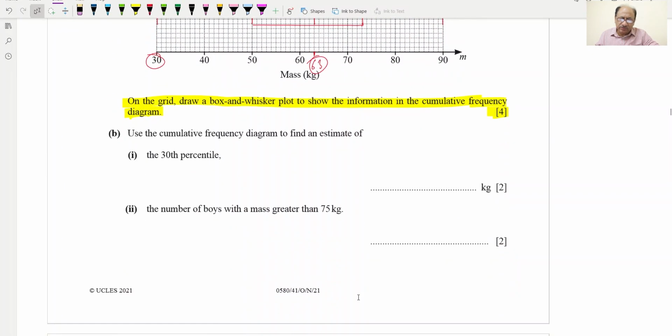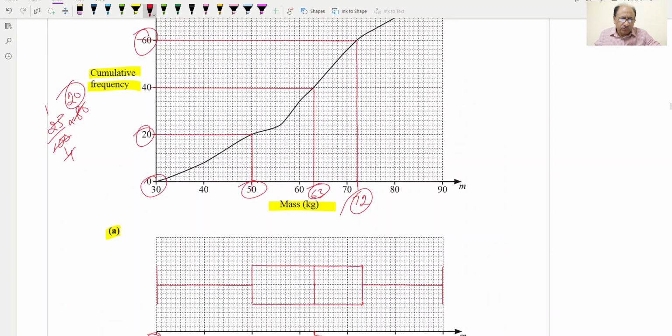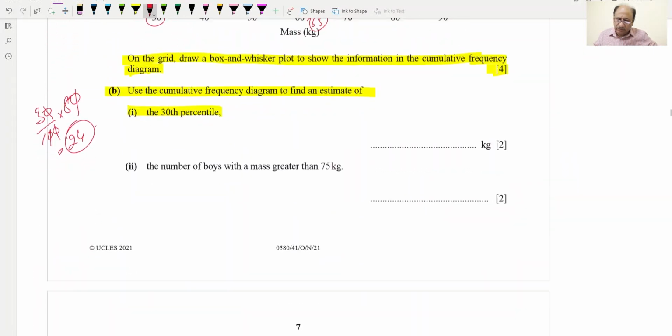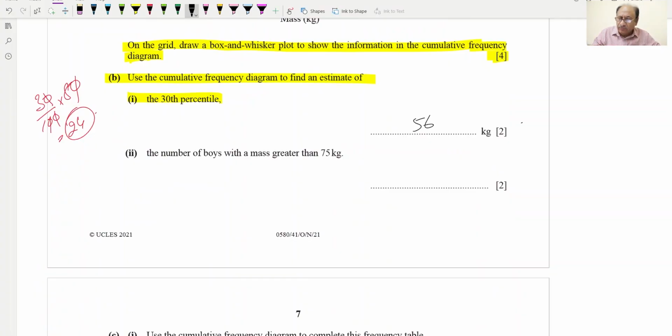Now they are saying use the cumulative frequency diagram to find an estimate of the 30th percentile. The 30th percentile is the target. 30% of 80: the zeros will be cancelled, so 3 8s will be 24. We have to check the reference from 24. The reference from 24 will be this value over here, and it is basically giving us 56. So we can write the answer as 56. We have taken the value from the graph.